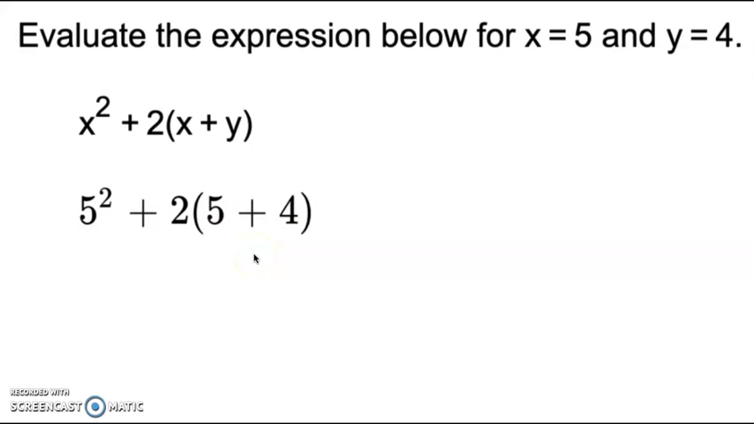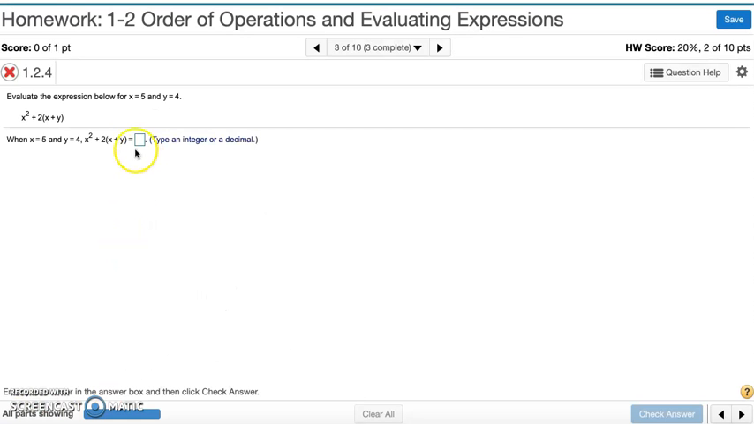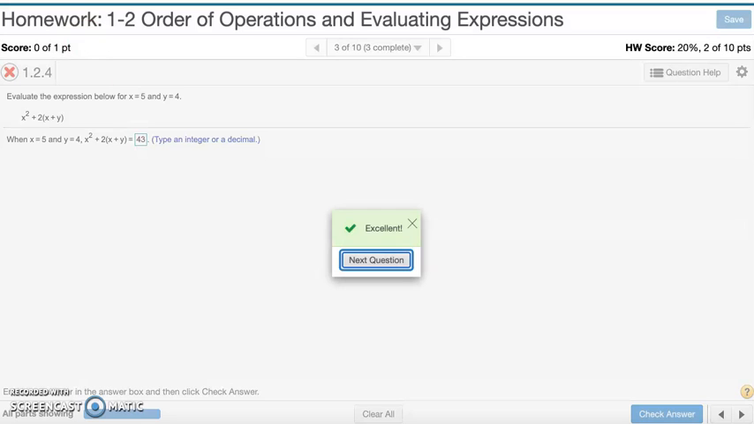Now order of operations says we do the parentheses first. So 5 plus 4 is 9. Then we do the exponent, which is 5 squared, so 5 squared is 25. So we have 25 plus 2 times 9. Now we do multiplication, which is 2 times 9, which is 18. And 25 plus 18 equals 43. So let's type that in. So we type in 43, and that's number 3.